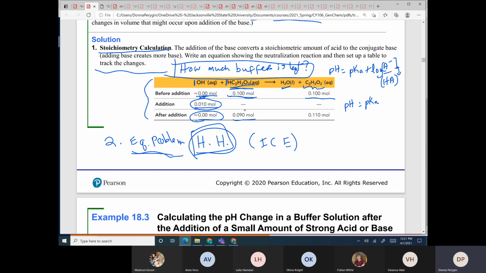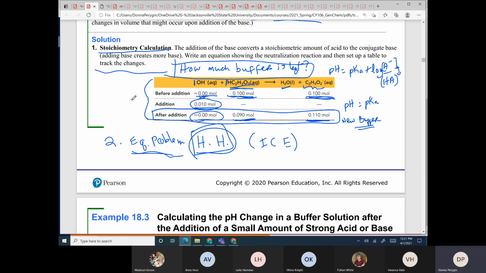All right, so you subtracted 0.010 moles from the acid and you got 0.090 moles left, okay, of your acid. And you increased your acetate anion by that amount as well, so 0.110 moles. So now this is our new buffer, okay? New buffer.